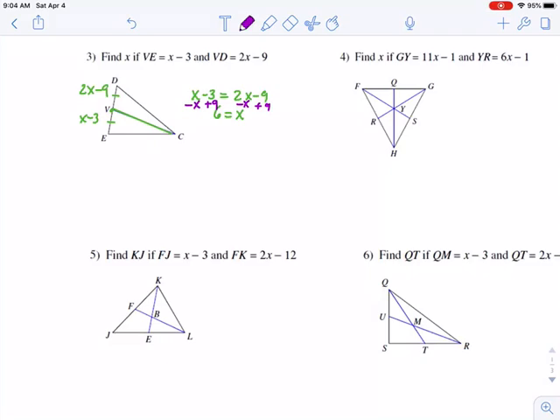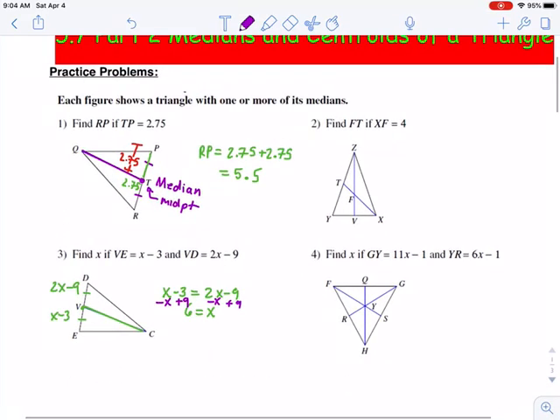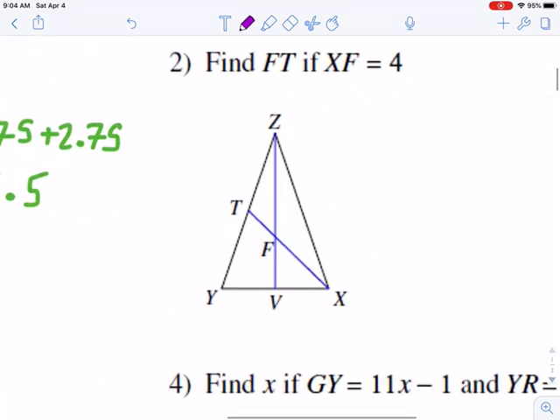Now, let's go back up to number 2. I bounce around. I get to do whatever I want. Remember, where the medians intersect, that's called a centroid. It's the balancing point.